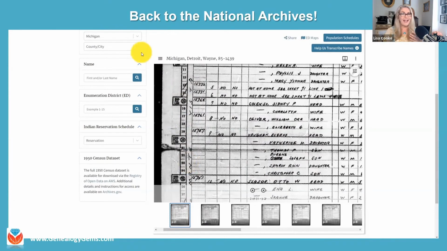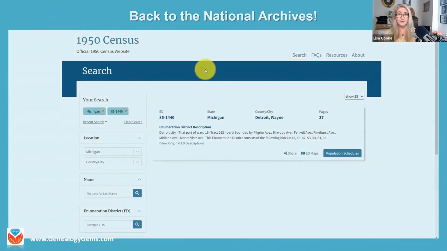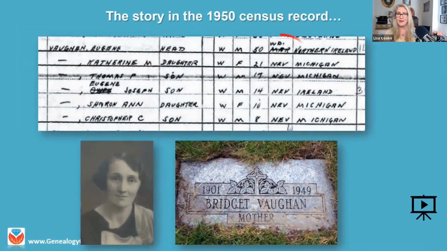So it is possible that when you think you haven't been able to find somebody, the first question you should be asking is, are you really in the right enumeration district? I'm surprised how many people I've heard from, because I've been teaching on this and I've been quoted in articles, and people have reached out to me, and I've been able to find every single person that has reached out so far. So we know that they're there.